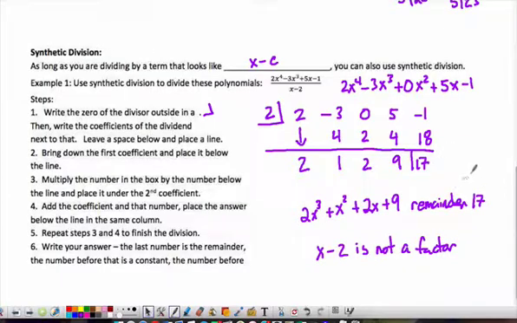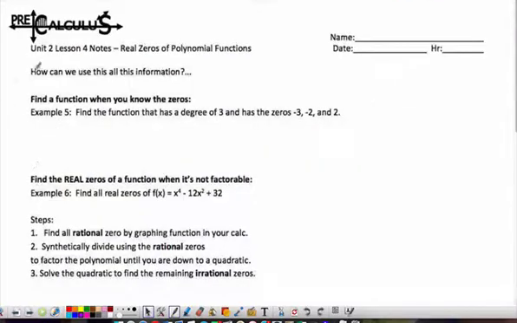Okay, but we're going to use it for when they are factors, but I just wanted to point that out to make that connection. I'm also not going into long division in this video because for our purposes, we're just going to use synthetic division because we're always going to be dividing by factors in what we're trying to do. All right, so how can we use this? So all this information, how can we use it?